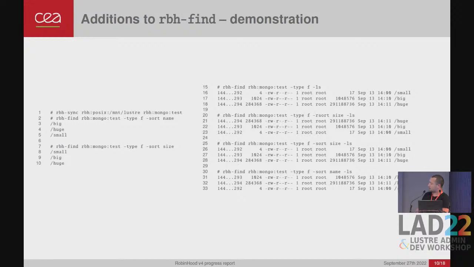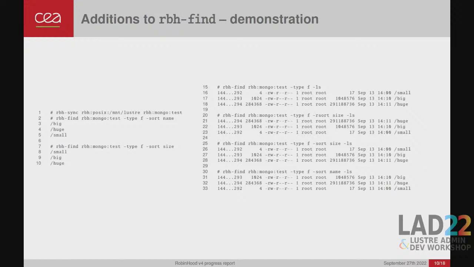So, a small demonstration, sorry for the size. We have on the left side here the first command on line 1, which consists of synchronizing a POSIX file system, which is the mount point of Lustre, into a Mongo database. And we can see that using RBH Find, we can select all the files that were in it and sort them by name, with big, huge, and small, or also sort them by size, small, big, and huge.